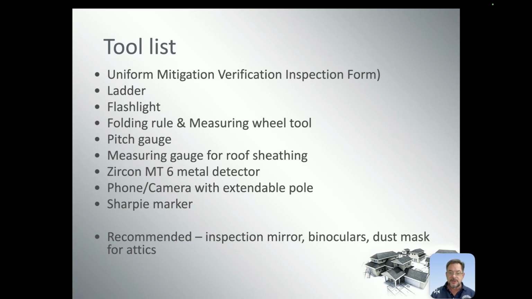Measuring gauge for roof sheathing, a little ruler, that's great. The Zircon MT6 is really the only one I would use. Bosch makes one that would probably work. The Zircon M40 works most of the time except for metal roofs. So a camera and phone, extendable pole. Now we're going to probably want to start reading etchings on roof-to-wall connections at times, unless we have other documentation. So that is very helpful. And then Sharpie marker, obviously, for marking our nail spacing.